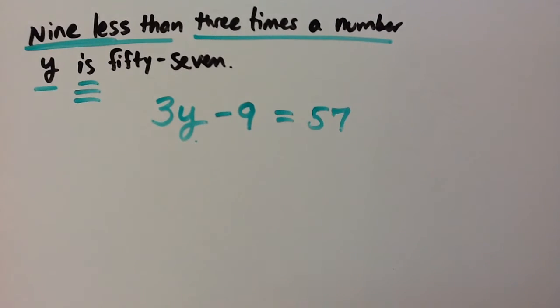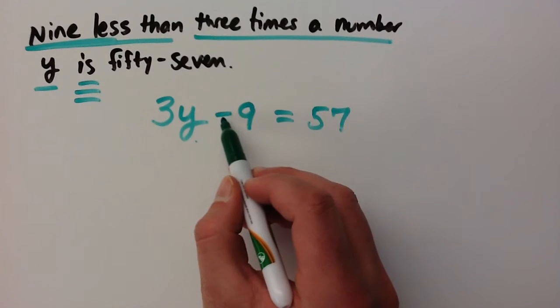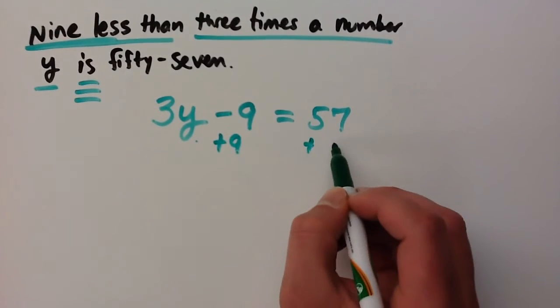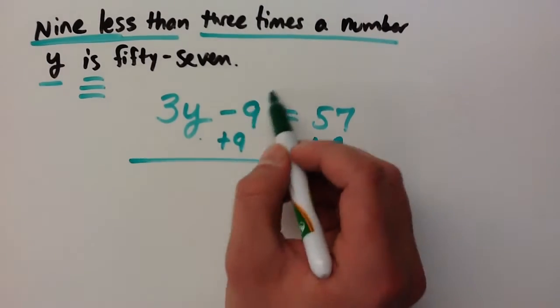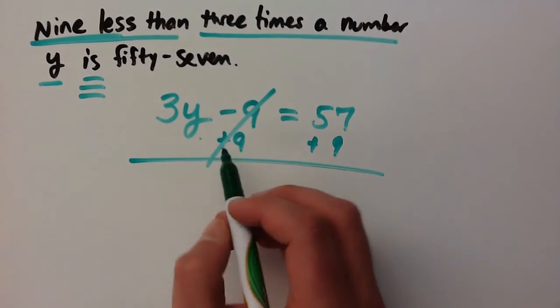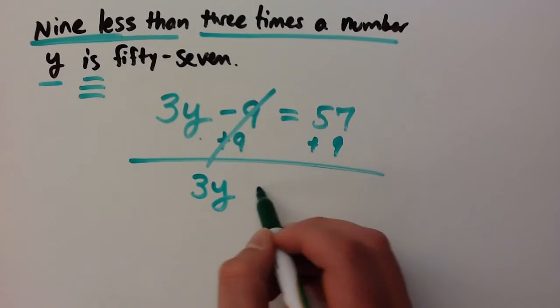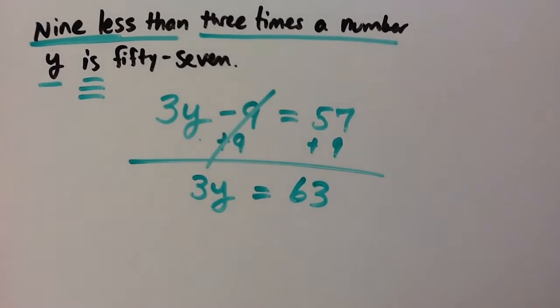And if my variable is on the left side, I get all the numbers on the right side. So how do you move this negative 9 to the other side? Well, you would do the inverse operation of subtraction, which is addition. I would add 9 to both sides. So these negative 9 plus 9 is 0, and you're left with 3y. Bring your equal sign down. 57 plus 9, I know that is 63.